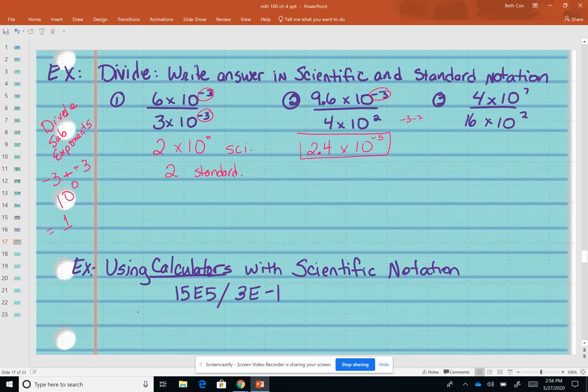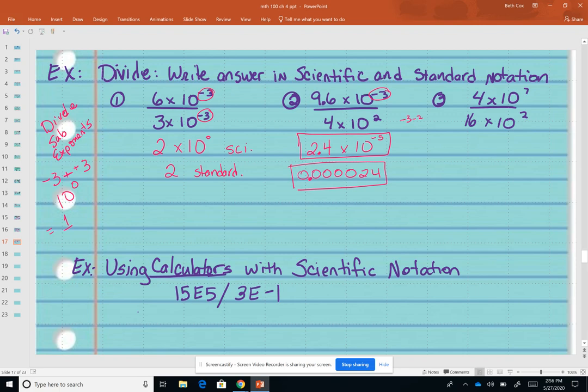That is scientific notation. And then if I want to make it standard form, this is a small number, so I'm going to put zeros in front. Small number, you put the zeros in front, and let's count. 1, 2, 3, 4, 5. And so that is standard form.